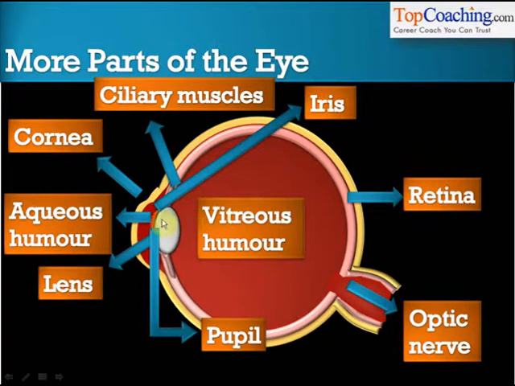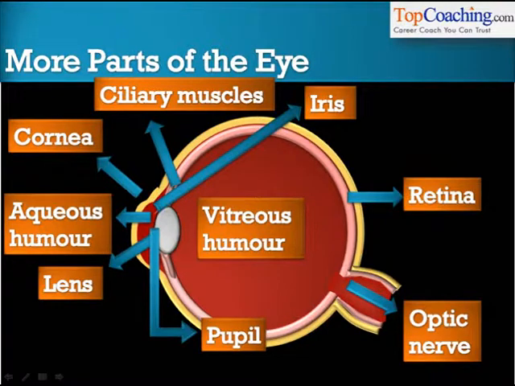This entire ball that you see on your screen, which contains all of these parts of the eye, is often called the eyeball. Understood? So the entire ball which contains all the parts of the eye is called the eyeball. Understood? So those were the parts of the eye. You must remember all these parts. You must also remember their functions.